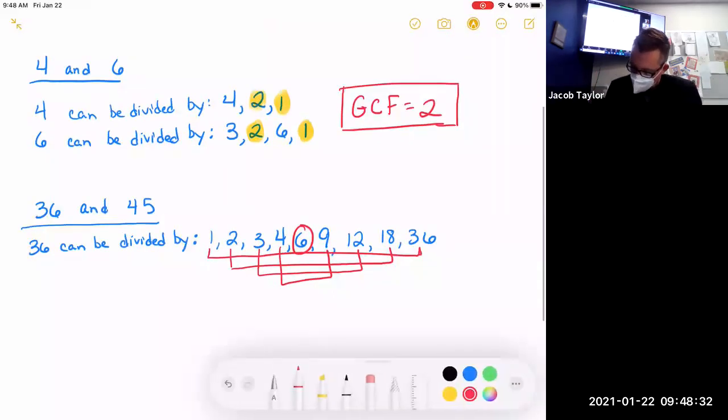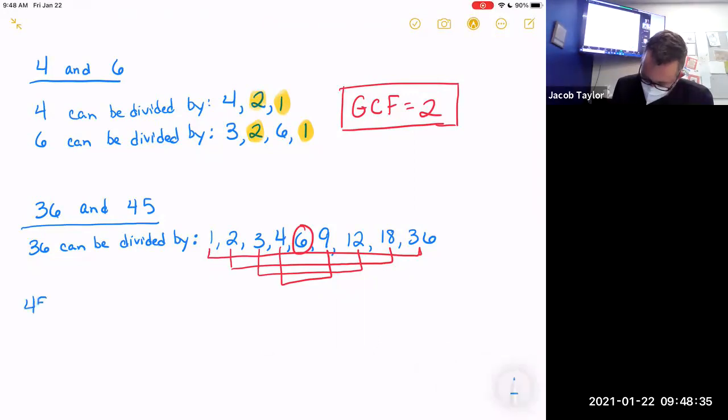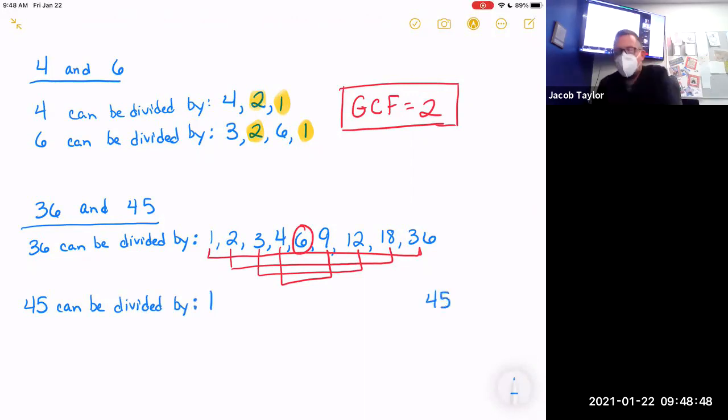Let me show you what I mean with 45. Now, of course, when we do 45, the easiest one to start with is 1. 45 can be divided by 1, and 1 times 45 is 45. So 1 and 45 are going to be factors. Can it be divided by 2? No, because it's not even. Brock says it can be divided by 3, and he's correct. 3 times what gives me 45? 15. So 15 is going to be another factor. 3 and 15. It can't be divided by any even number. It's not going to be able to be divided by 4, 6, 8, 10, 12, because 45 is an odd number. So none of the evens are going to work.